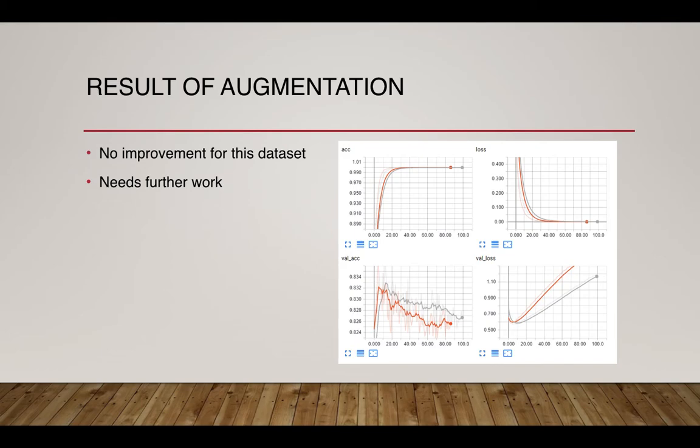So the lesson here was that augmentation needs a lot more further work to yield improvement. But it was great to be able to actually implement some common augmentation technique, and I was able to play with them.